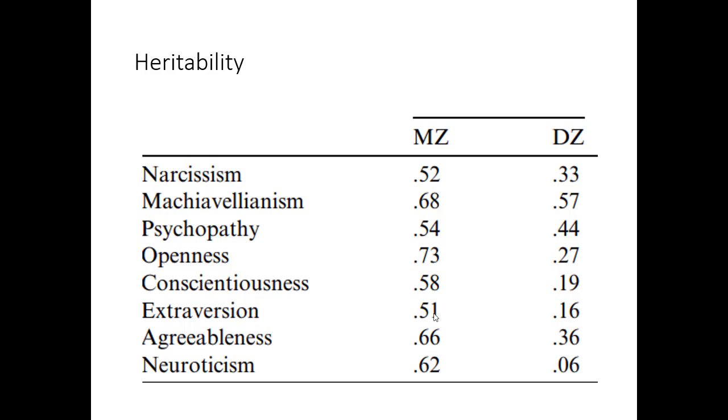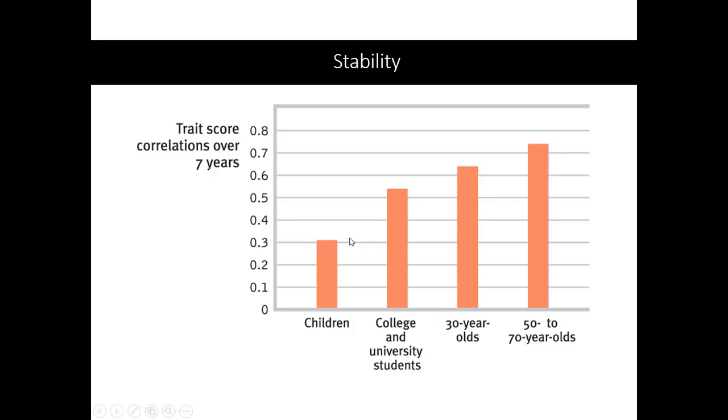It turns out that they're relatively stable, but that depends on your age. What you find is that traits identified in children are subject to a lot of change over the course of 7 years. As we approach college and university students, they tend to become more stable, more set in our ways. By the time we're approaching our 50s, whatever expressions we have of these traits tend to be pretty much baked in. But none of these reach 100%, which means to some degree these traits are subject to change throughout our whole entire lives.